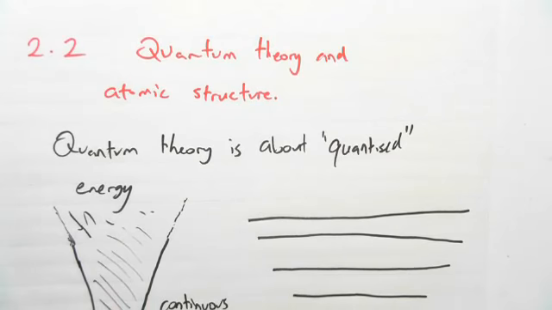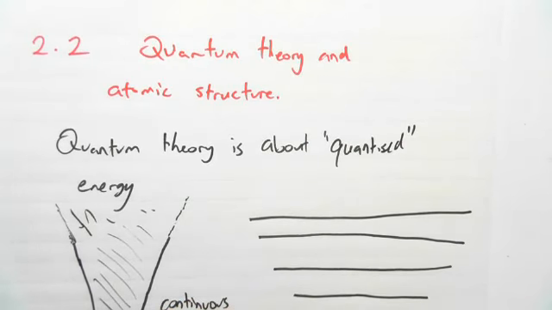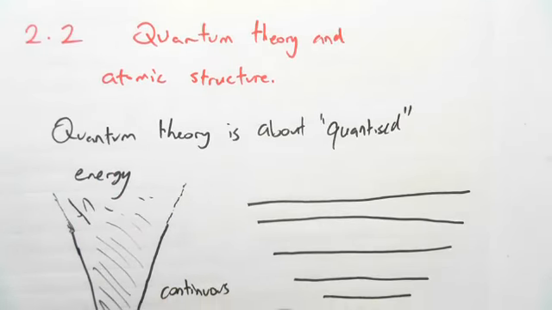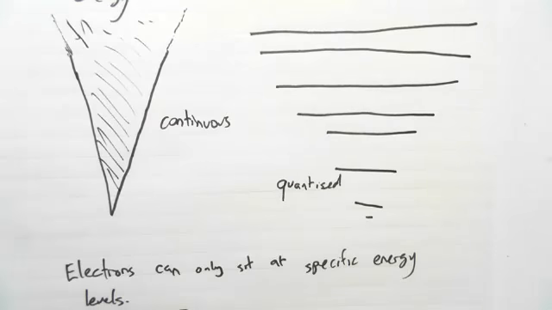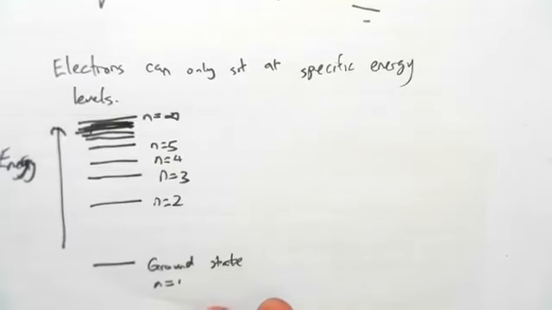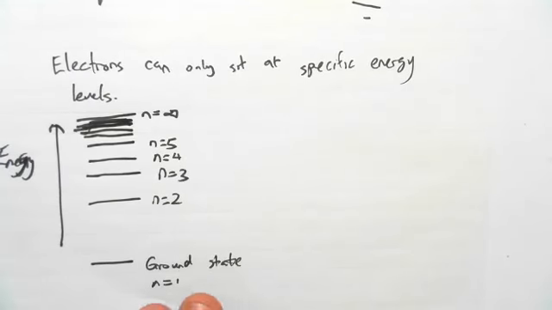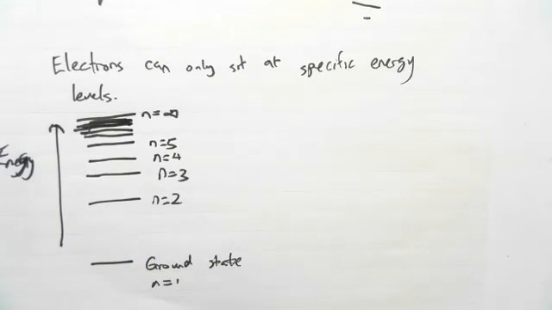Quantized energy levels means that you can only pick certain steps. This is like a ramp, this is like a set of steps. So electrons can only sit at specific energy levels in an atom. They can sit at a ground state, n equals 1, or at higher energy states, n equals 2, n equals 3, n equals 4, up to n equals infinity, where they've sort of escaped the atom.